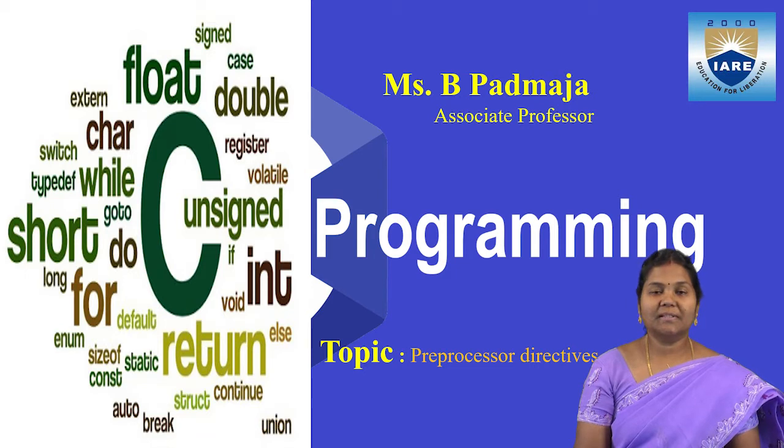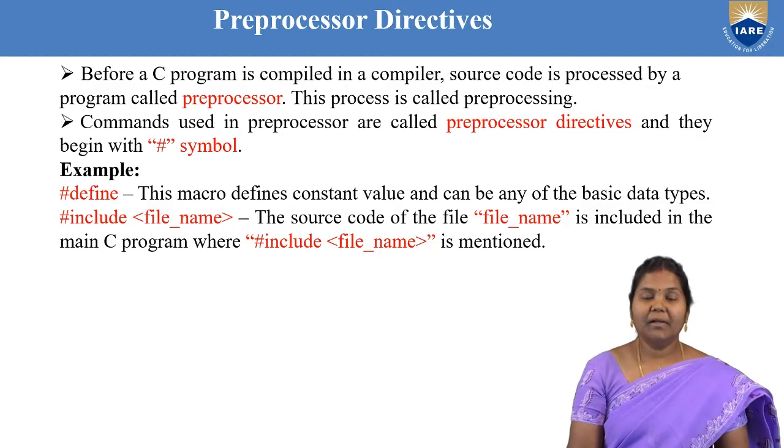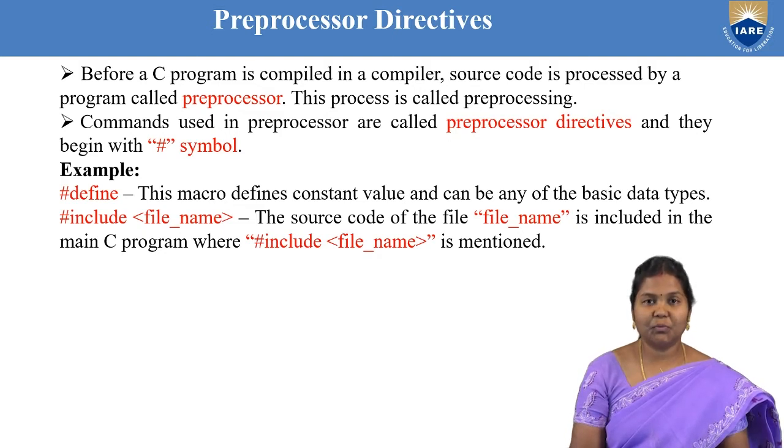Today we are going to discuss preprocessor directives in C language. Now, what do you mean by a preprocessor? A preprocessor is a software which executes your code and then forms the expanded source code before compilation. So, before a C program is compiled by the compiler, the source code is processed by the software called the preprocessor, and this process is called preprocessing.